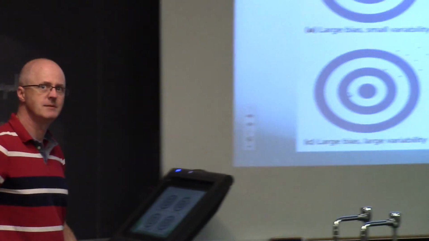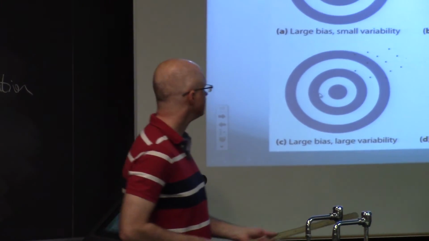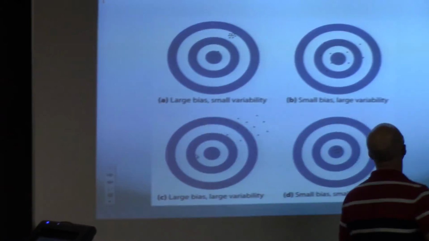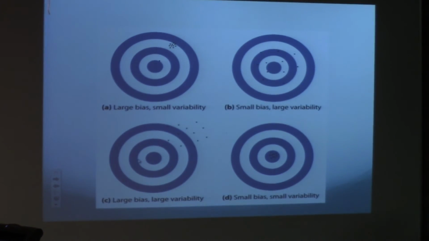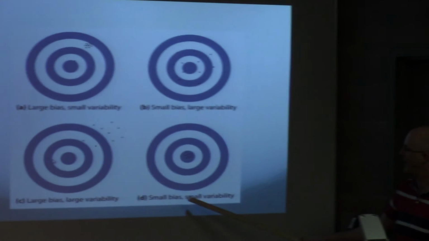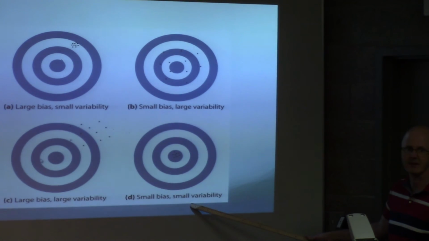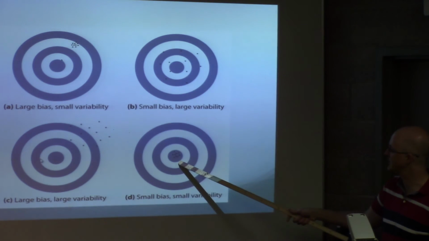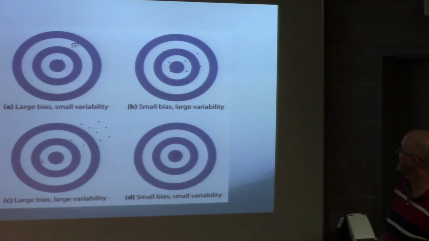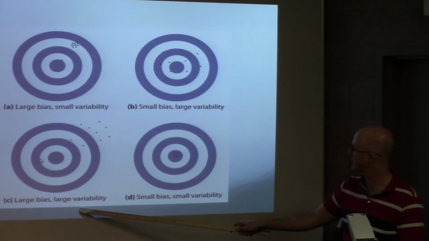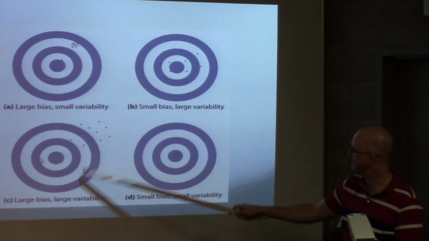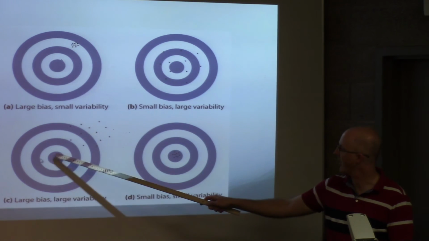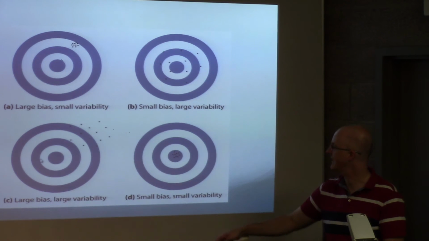Here's a nice little visual. Like target practice. Now that's the ideal right down there. Ideal is small bias, small variability. Small variability means you're consistent. Small bias means you're close to the center. What's the worst one? I guess that's the worst one. Large bias, large variability. The points are more scattered, that's a large variability. They're far away from the center, the bullseye, that's a large bias.